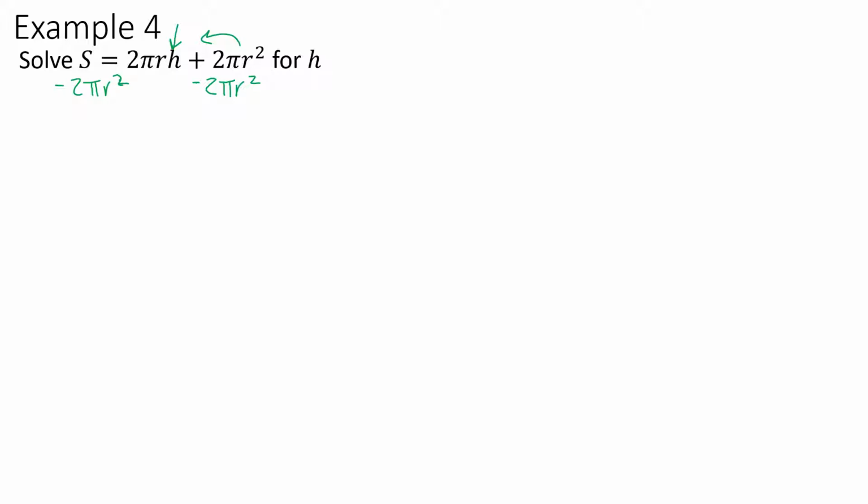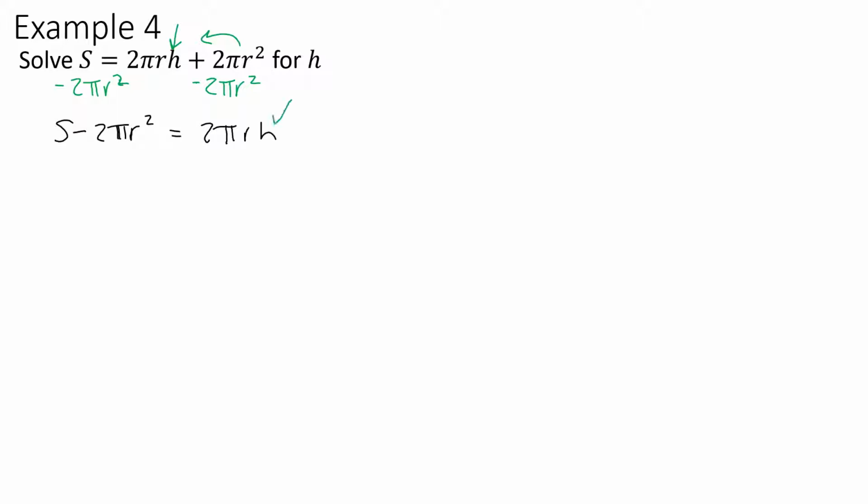So that gives me, and on the left, it looks a little confusing because I have to somehow combine s and a negative 2 pi r squared, but they're not like terms, so I can't combine them. The best I can do is write them side by side. S minus 2 pi r squared equals 2 pi rh.